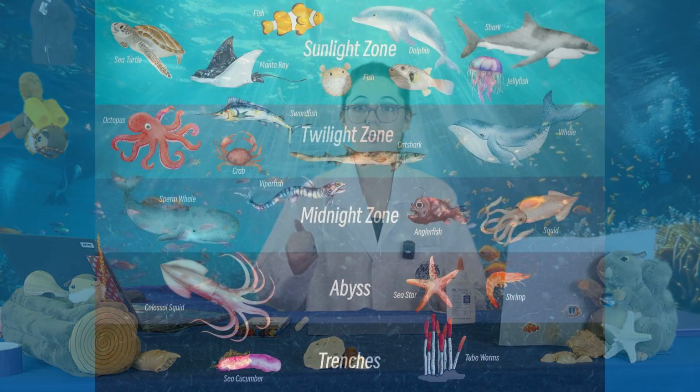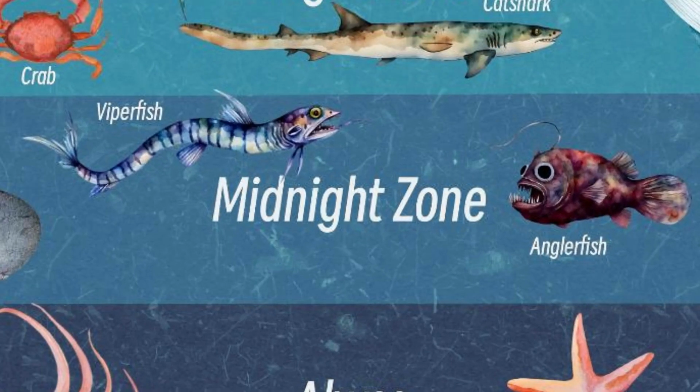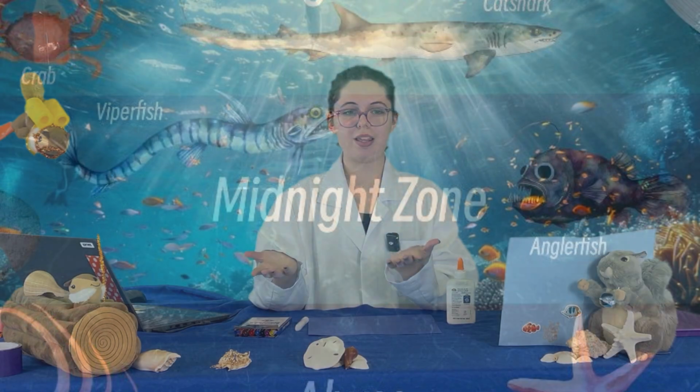Alright, that looks awesome! The midnight zone starts at 1,000 meters and goes down to 4,000 meters, or 3,280 to 13,123 feet. It is completely dark here. No sunlight reaches this part of the ocean. The pressure is very high and the temperature is near freezing. Even though it's dark and cold, strange and fascinating creatures live here, such as anglerfish and giant squid. Let's create a visual representation of the midnight zone and its unique creatures.